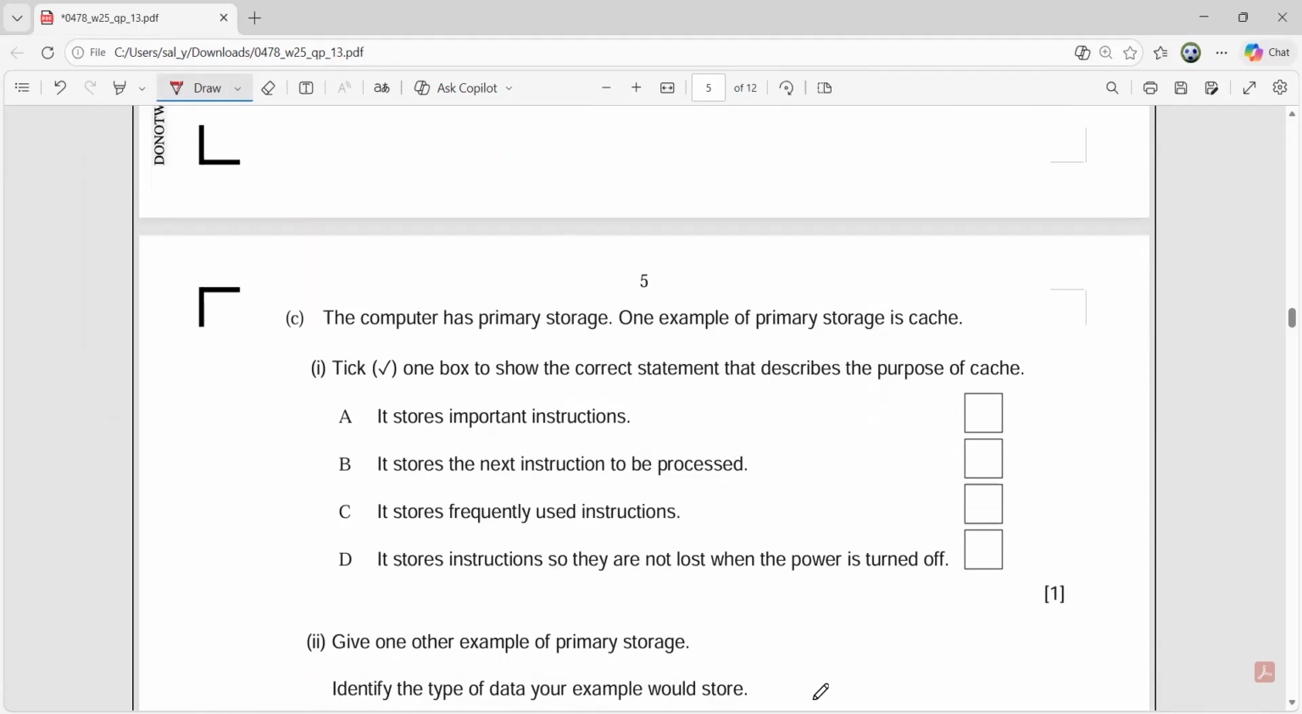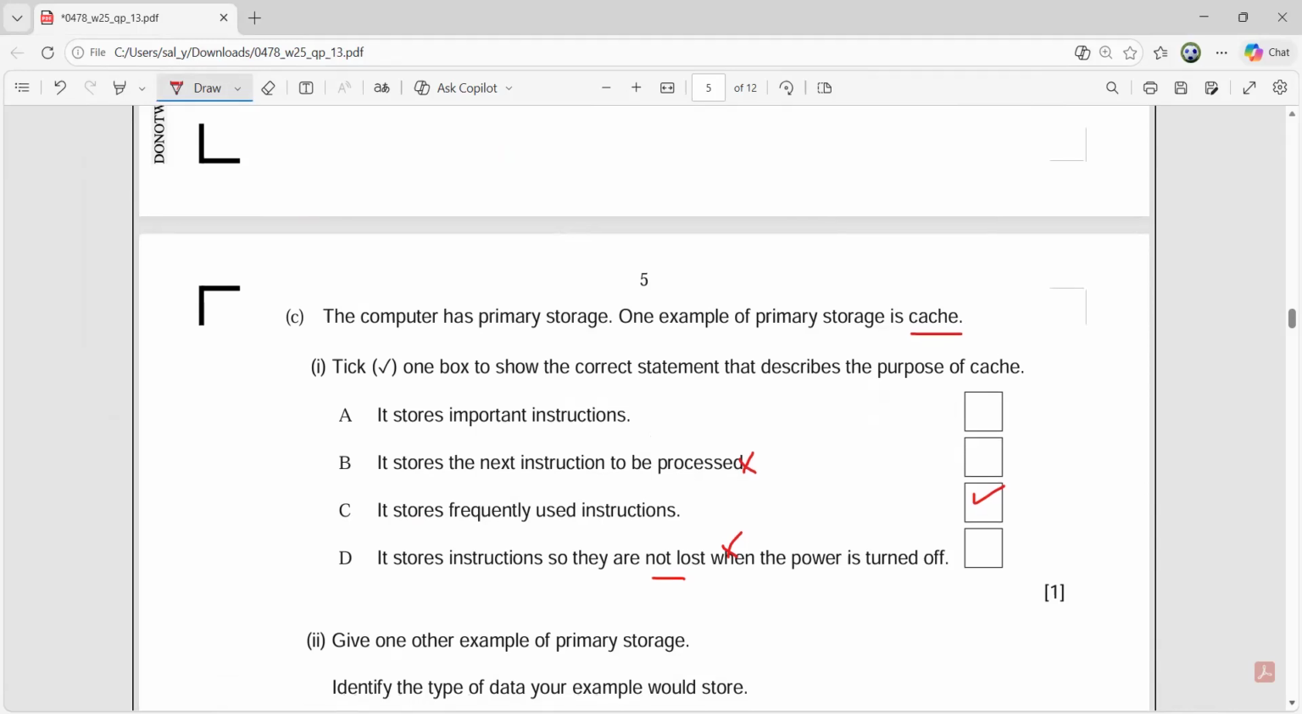Primary storage stores instructions so that they are not lost. Not lost is completely out of question. Stores the next instruction? No, that is not the case also. It stores important instructions or it stores frequently used instructions. So you know cache is meant to store frequently used instructions. That's why not important, frequently used, no matter important or unimportant. It is not there to decide the importance, the level of importance. It's simply there to store the frequently used instructions. And that is why for part C, the right answer is C, that is cache is storing frequently used instructions.